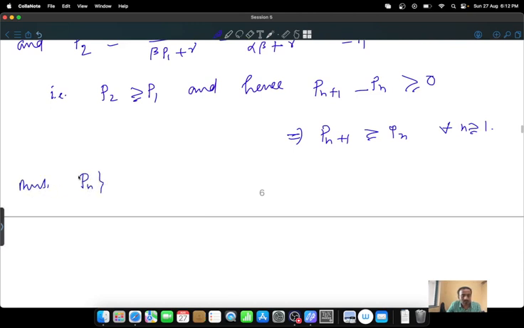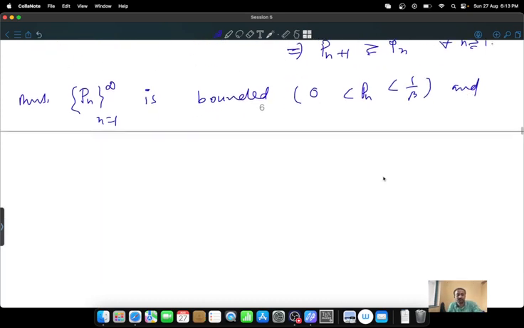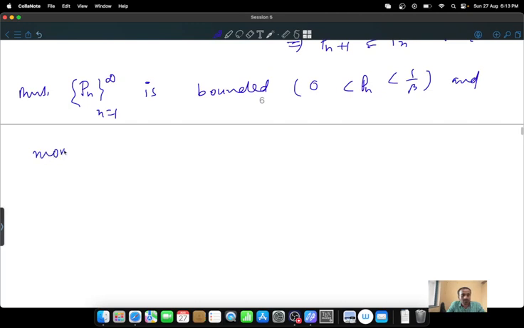So what you have got is that Pn is actually an increasing sequence. Thus Pn is bounded, because you have seen that Pn is less than 1 by beta, and monotone increasing. Therefore, Pn is convergent.